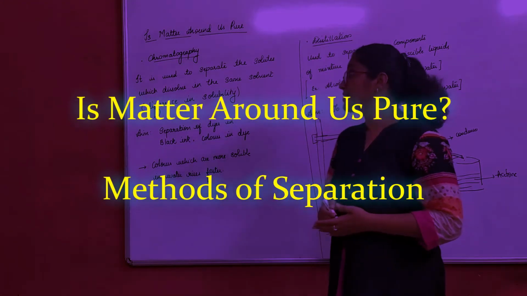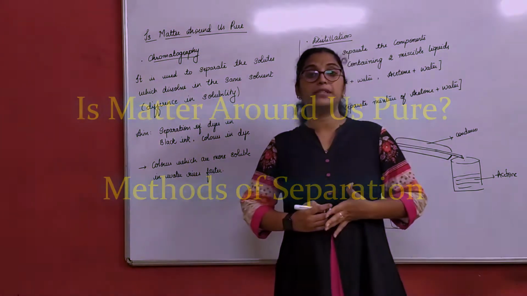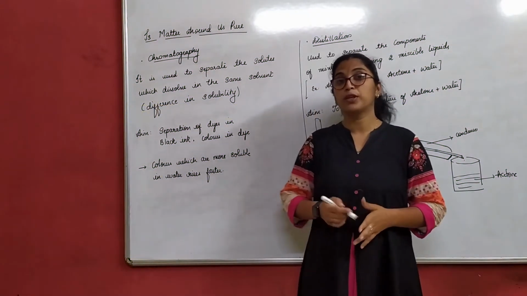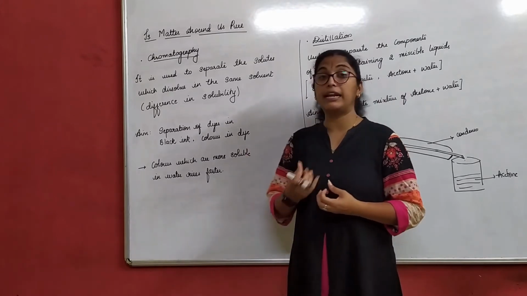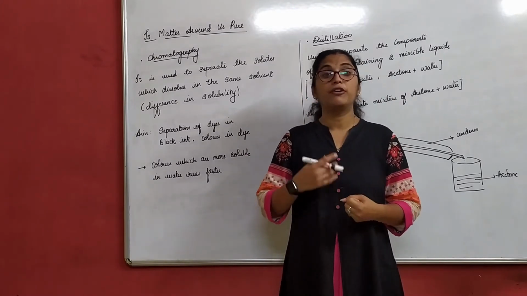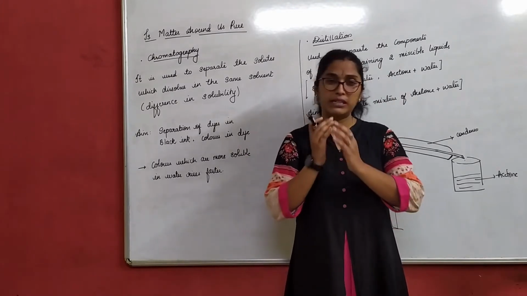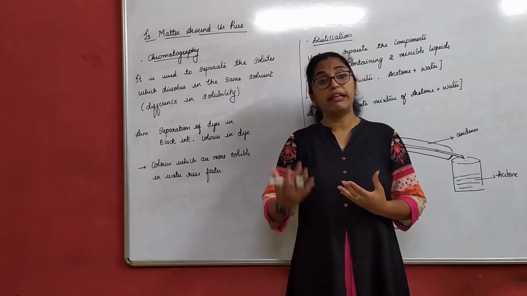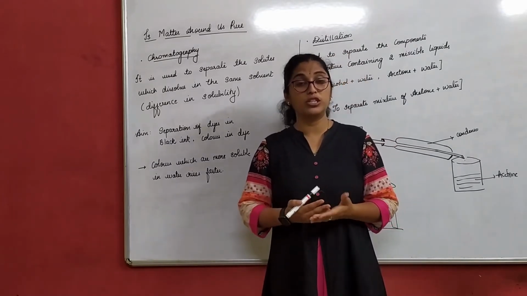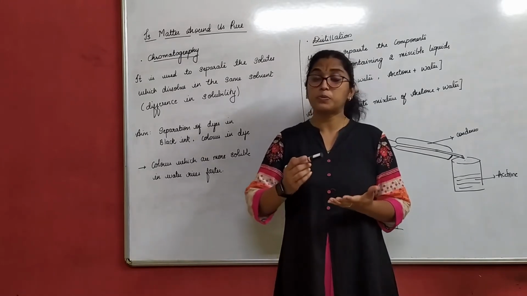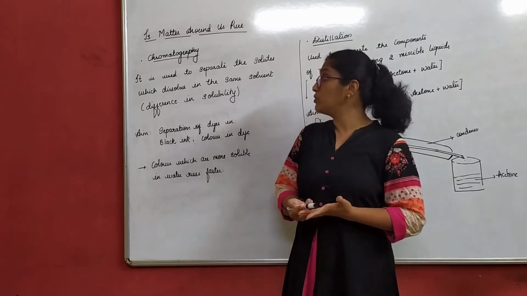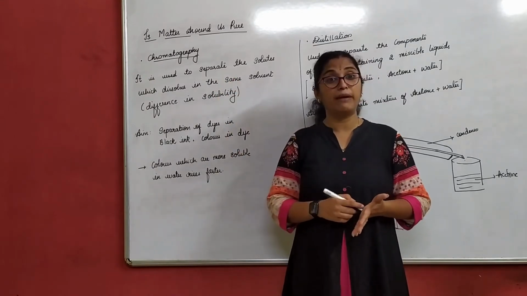Good morning. We'll start session 7 on the chapter Is Matter Around Us Pure? In our previous sessions, we've been discussing how to separate the components of a mixture. Right from filtration, the basic easiest method, then we understood centrifugation, and in yesterday's class the funnel method and sublimation. Now in today's class, we will study chromatography.